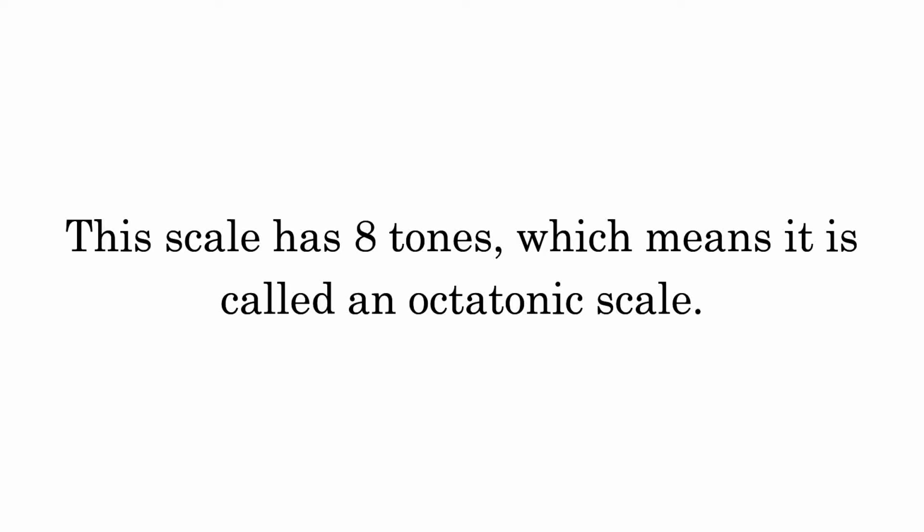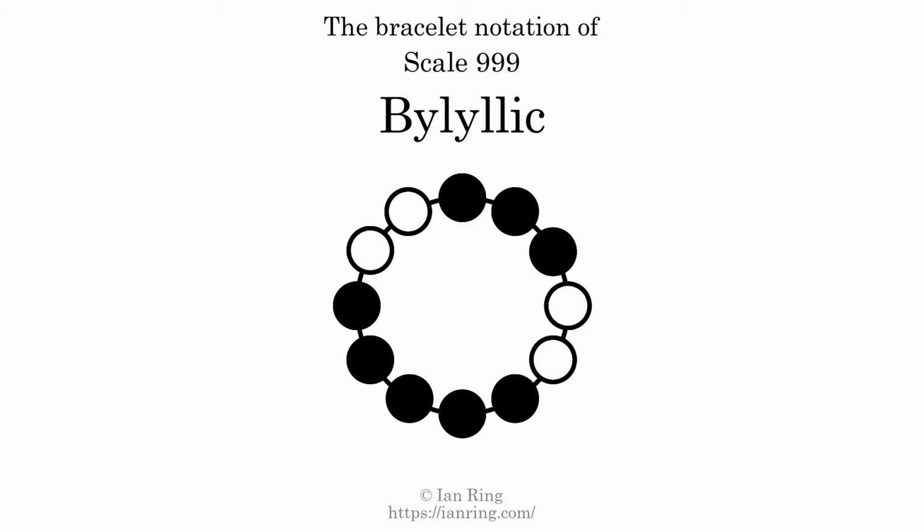This scale has 8 tones, which means it is called an octatonic scale. This is a bracelet notation diagram of scale 999. The shaded circles represent tones that appear in the scale, and they are read clockwise, starting at the top.